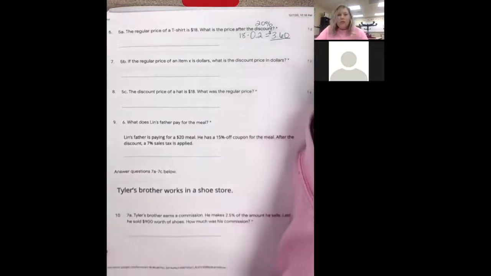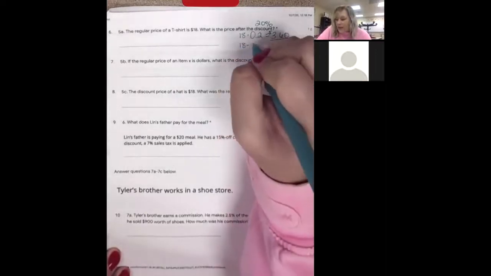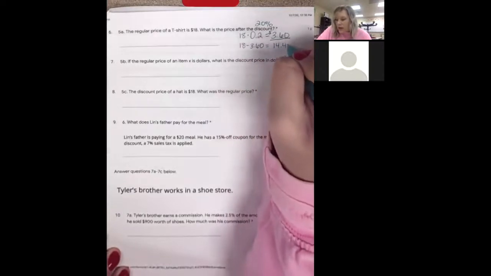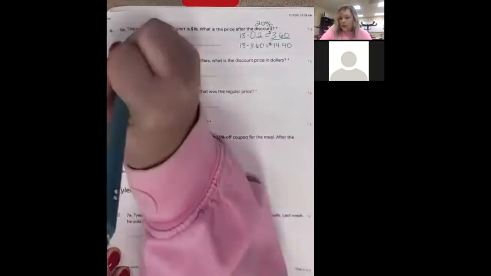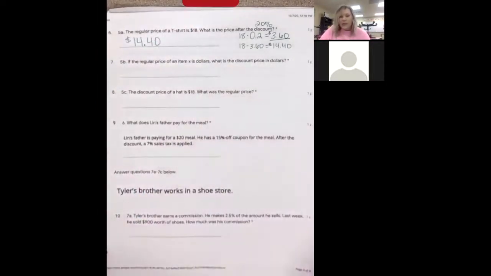This is not the price after the discount. So we have to go back and subtract that from 18. So 18 minus $3.60 gives me $14.40. So after the discount, that shirt now costs $14.40.